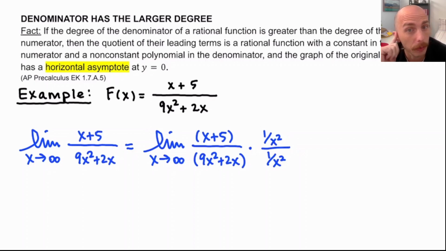And I'll probably be doing the same thing in the next video when we deal with the bigger on top situation. Okay, now if I distribute this 1 over x squared over the x and the positive 5, I'll have x over x squared is 1 over x. 5 over x squared will just be 5 over x squared, and then do the same thing in the denominator, rewrite.